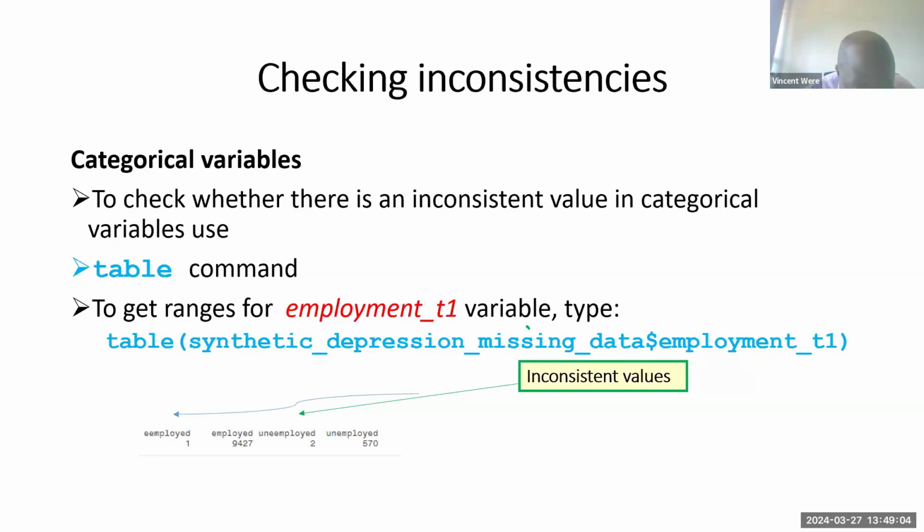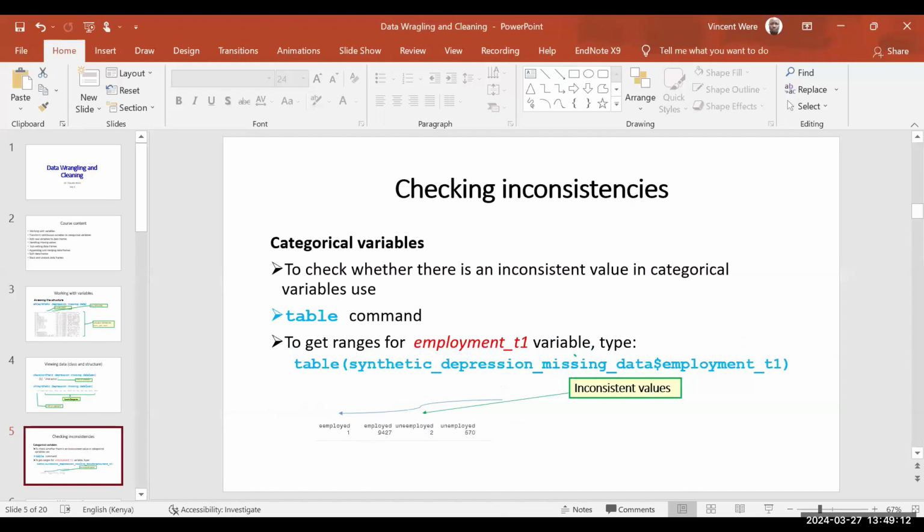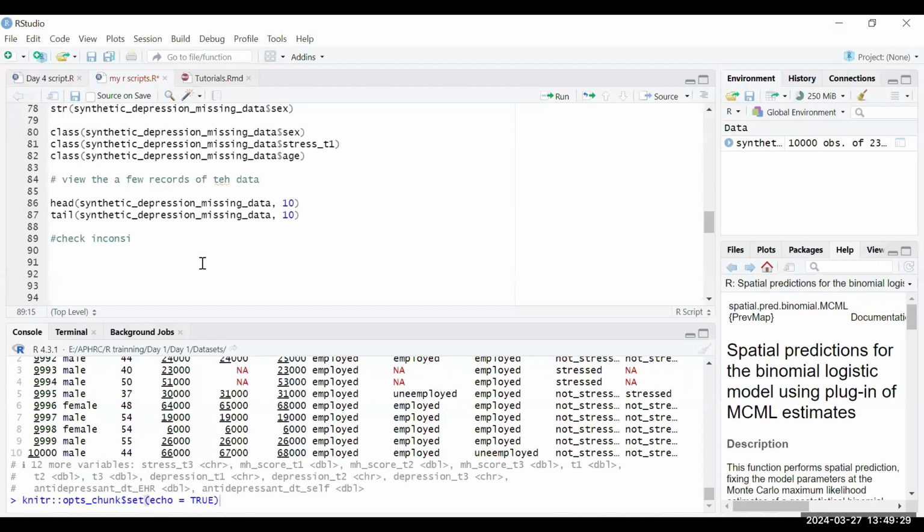I want you to tell me where the inconsistency is. We have typographical errors for employed. The first one has a double E at first. So we have one double E employed, one typo error for employed, and two typo errors for unemployed. So the other errors are confirmed.